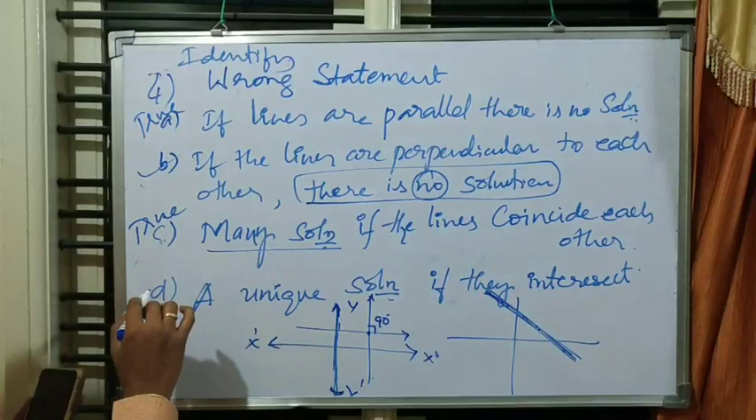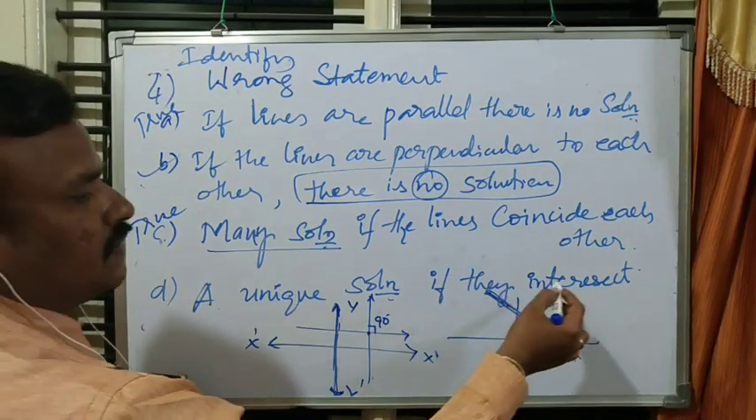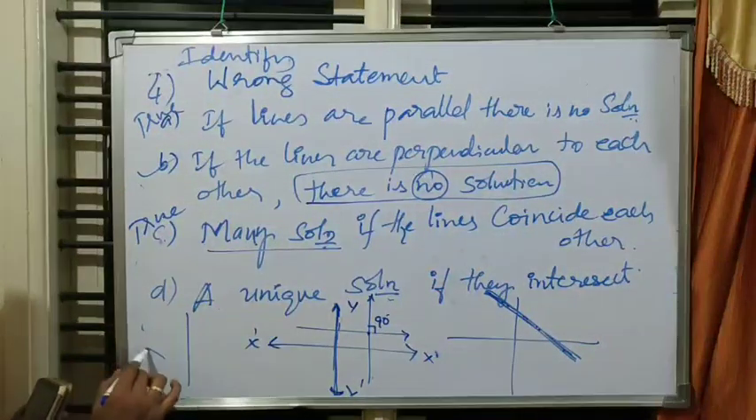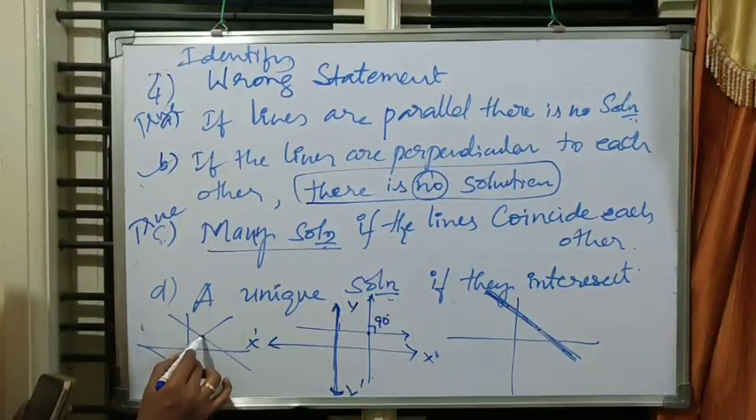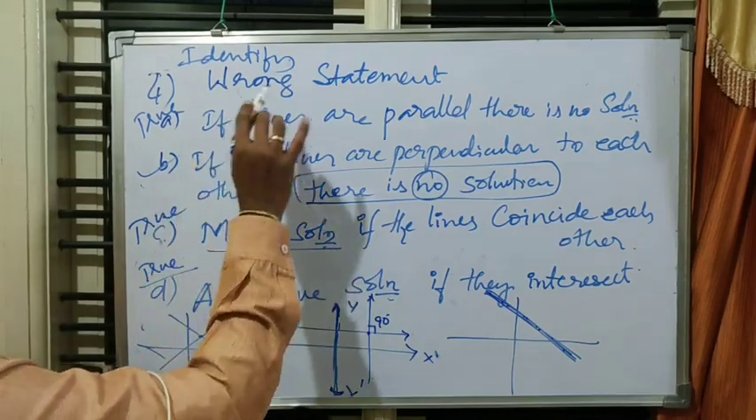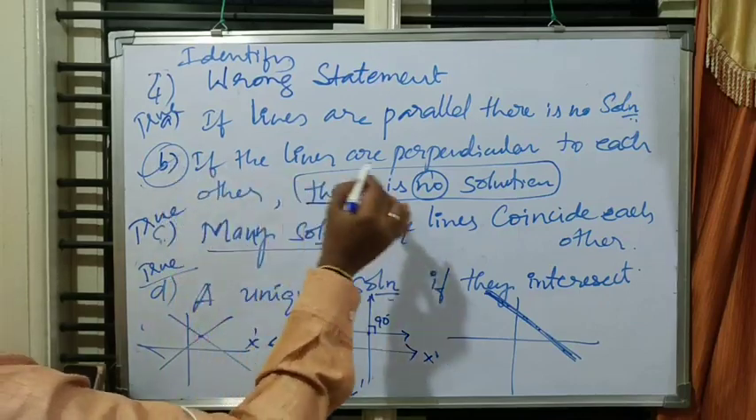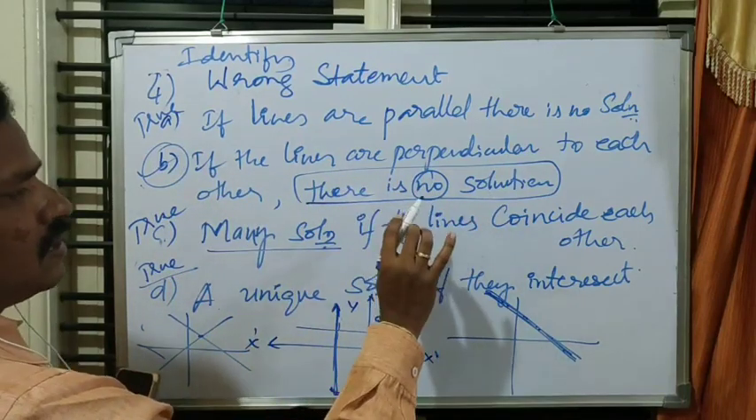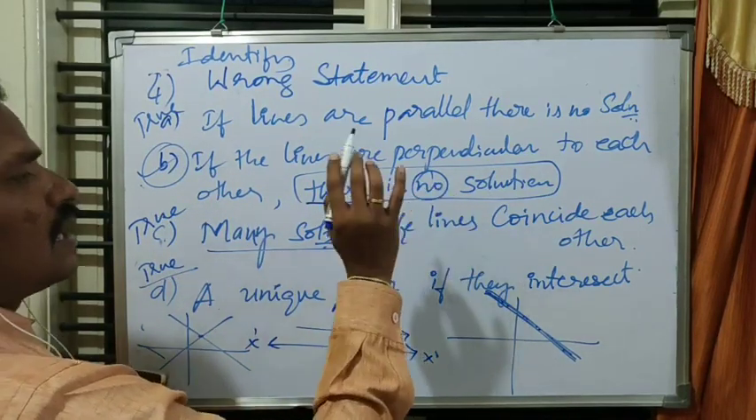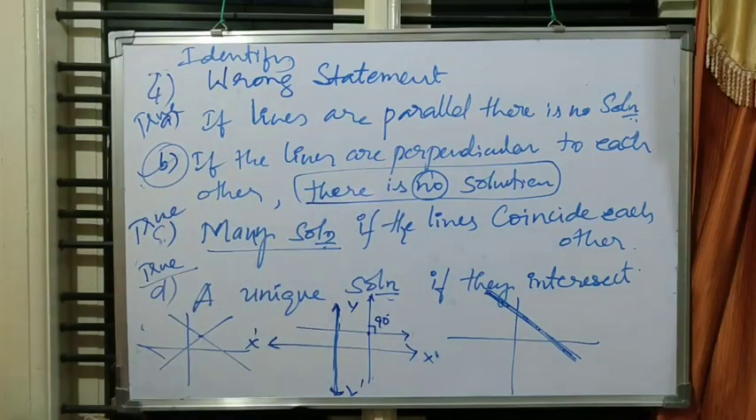Then you just read the fourth one. A unique solution if they intersect. Exactly right. If they intersect it will give a unique solution. This is also a true statement, but we have to find the wrong statement among the following. Therefore B is the answer. B is the wrong statement. There is no solution, they have mentioned, but there is a solution, and that too a unique solution in this case. So I think you understood this point.